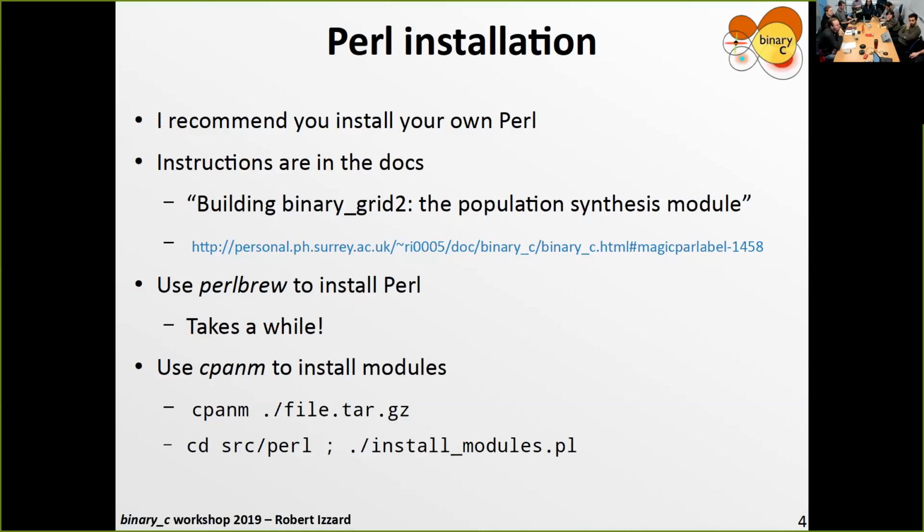And you'll find that in the documentation, there is a whole section which tells you how to do that. It's very easy. It takes a few minutes to compile it, but once it's done, it's done. So you don't have to do it twice. And then you can use this thing called cpanm, as it's known on the command line, to install modules. So if you have a module in a gzip file, you can just immediately call it to install it.